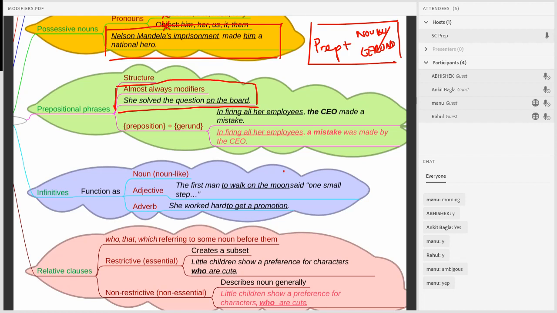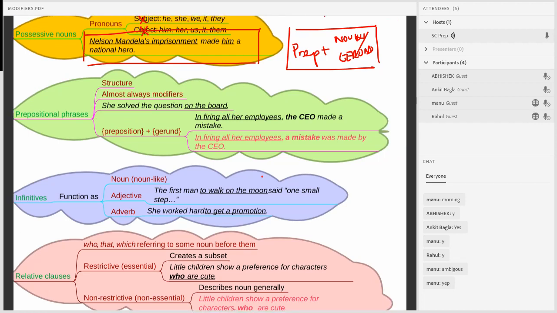Now, the way I've put it sounds very complicated, but the application is absolutely straightforward. So let me just quickly erase this. Now I'd like you guys to move to that CEO example. Take a look at the first one. In firing all her employees. So what do you see?